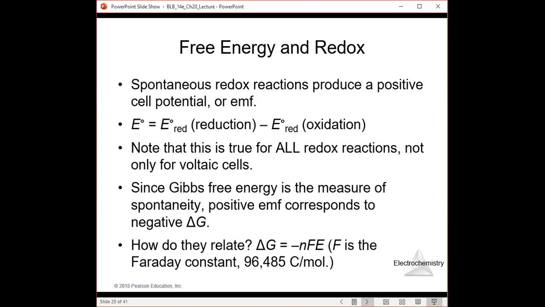Now, where does all of this come together from last chapter? Gibbs free energy and redox. A spontaneous redox reaction produces a positive cell potential, or EMF. When you have this, E is reduction minus oxidation. This is true for all redox reactions. There are different types of redox reactions out there.